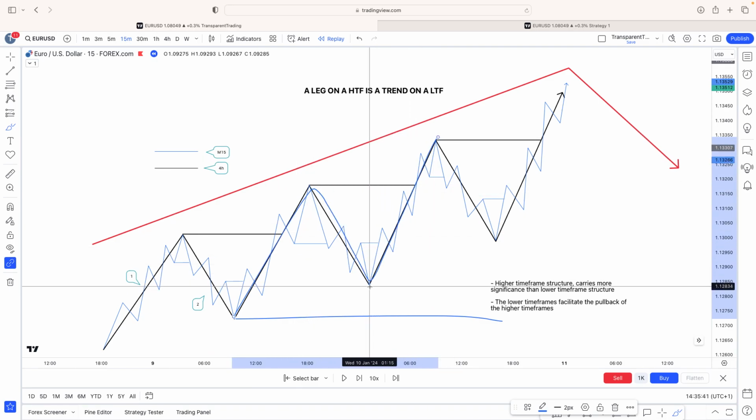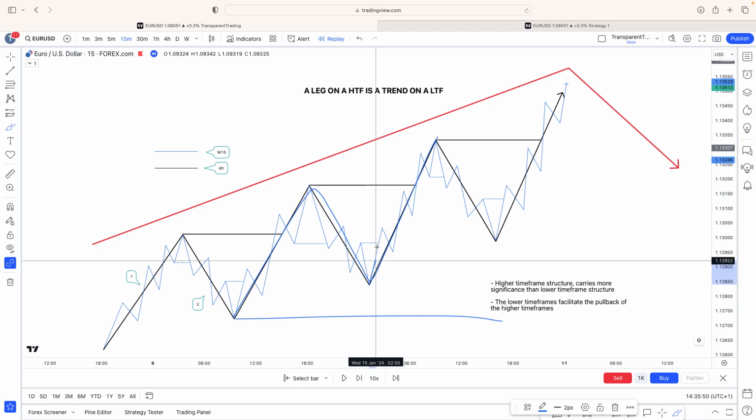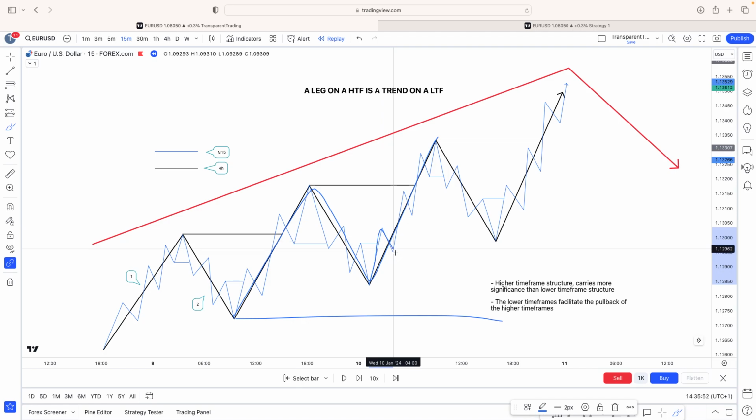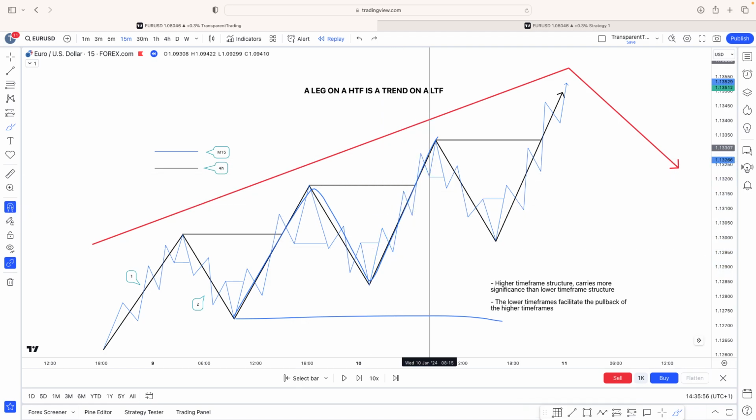And so when we're at this point here, we expect that at some point, there's obviously a lot more confluences that go into it, but we expect at some point that the M15 is going to switch bullish to then facilitate that next 4-hour impulse leg to the upside, okay? So the lower time frames facilitate the pullback and the impulse legs of the higher time frames.